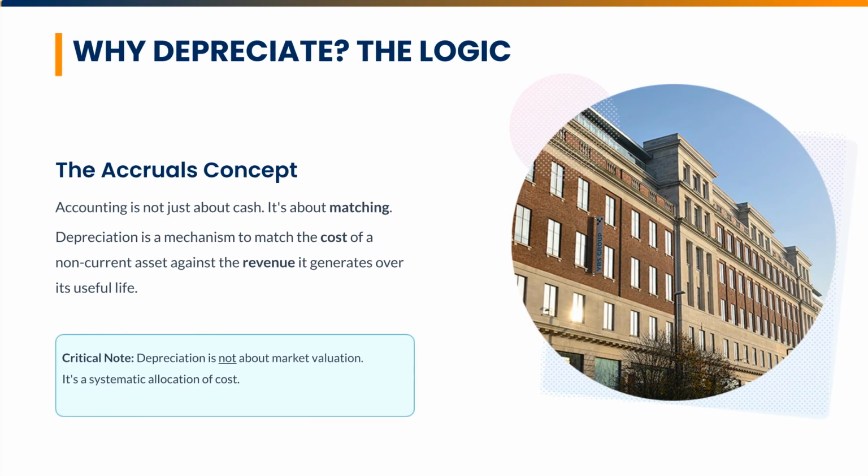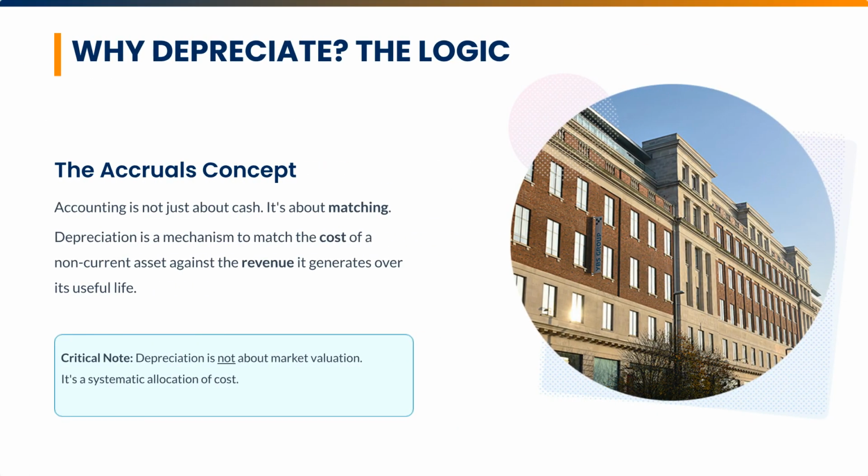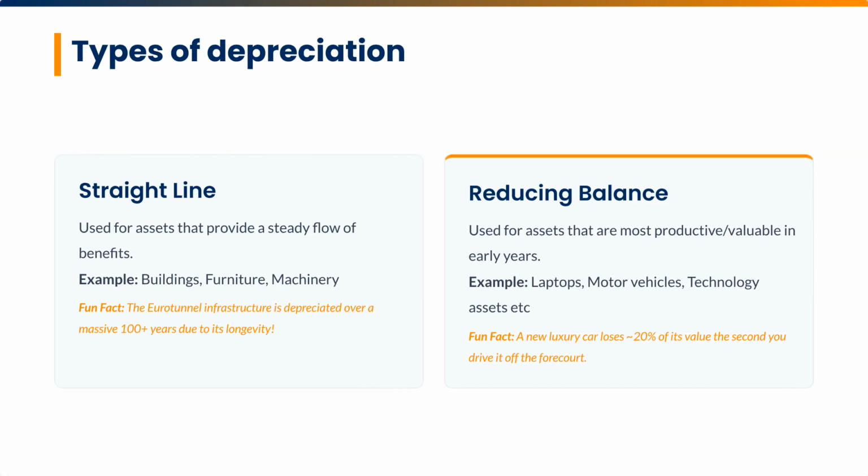So, why do we depreciate? It comes down to the accruals concept. Depreciation is not about market valuation. It is a systematic way to match the cost of an asset to the revenue it helps to generate over its useful life. There are two main types of depreciation. The straight line method is for assets providing steady benefits, like buildings. The reducing balance method is for assets that are more productive in their early years, such as technology products or high-value cars.